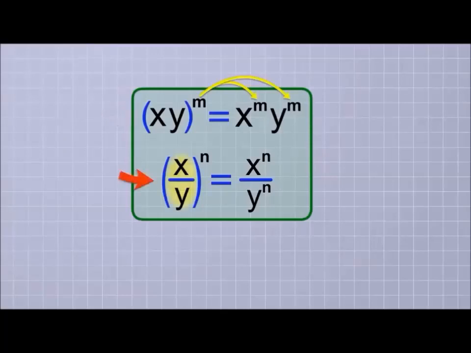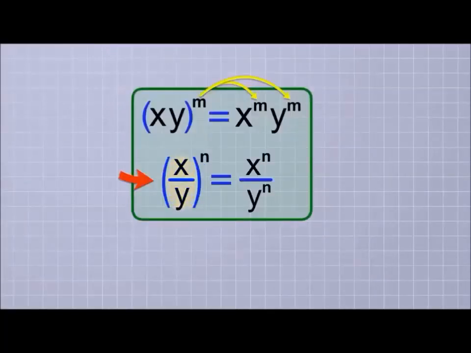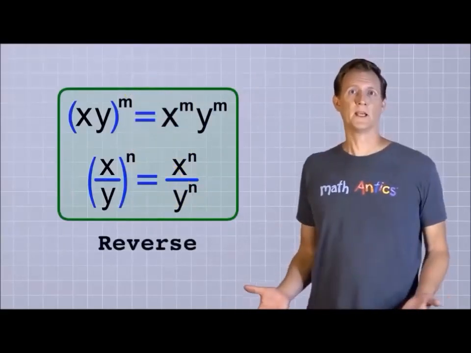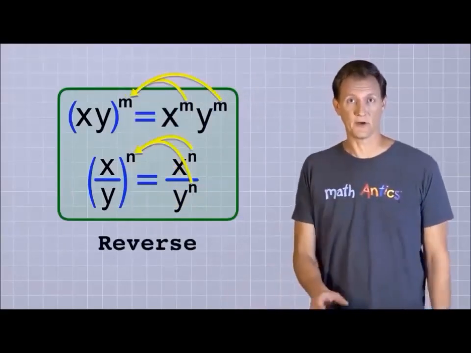And the second law shows the group, x divided by y, that's being raised to the power of n. And it says that you can rewrite it as x to the n divided by y to the n. In other words, you can distribute the exponent to each part of the fraction. Of course, these laws would work in reverse too, and you could undistribute the exponents if they're the same.